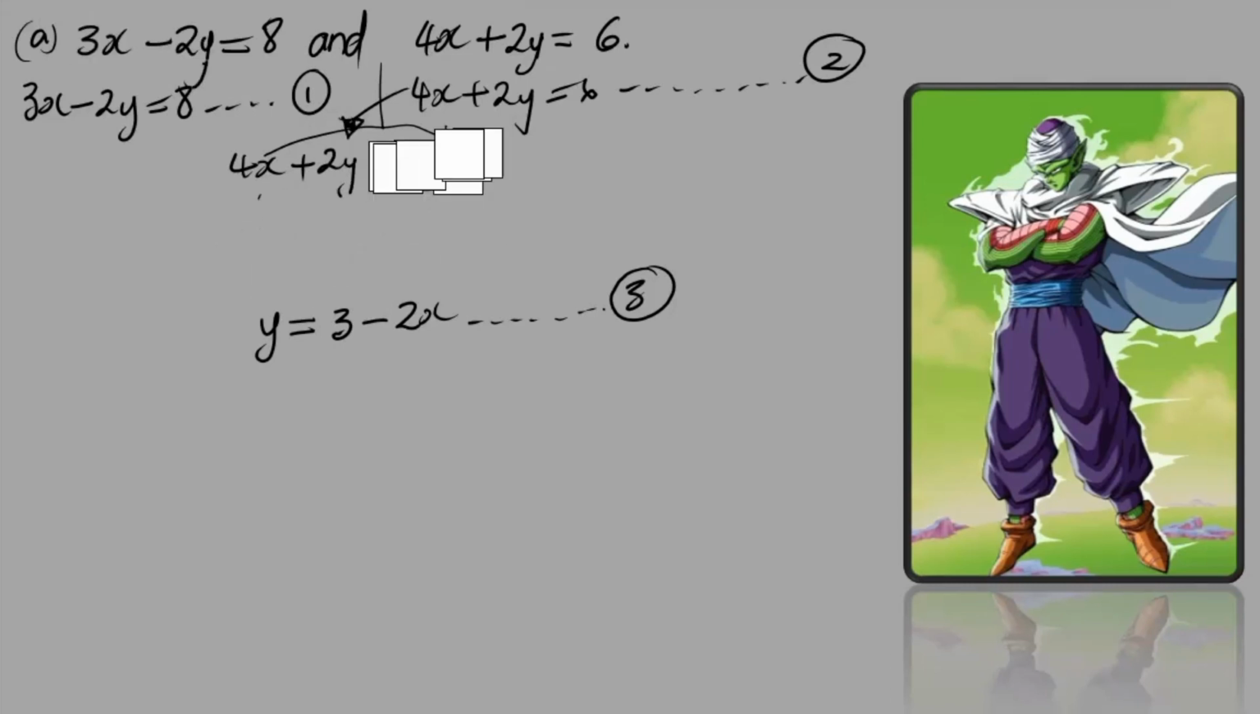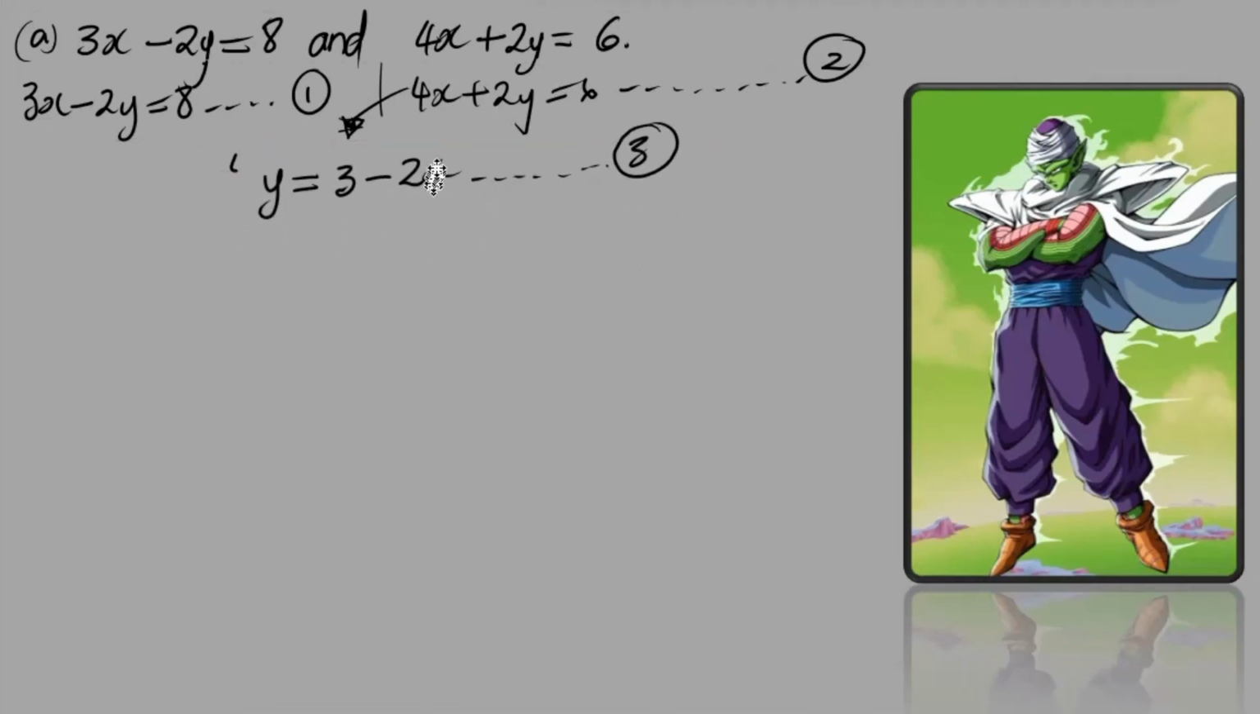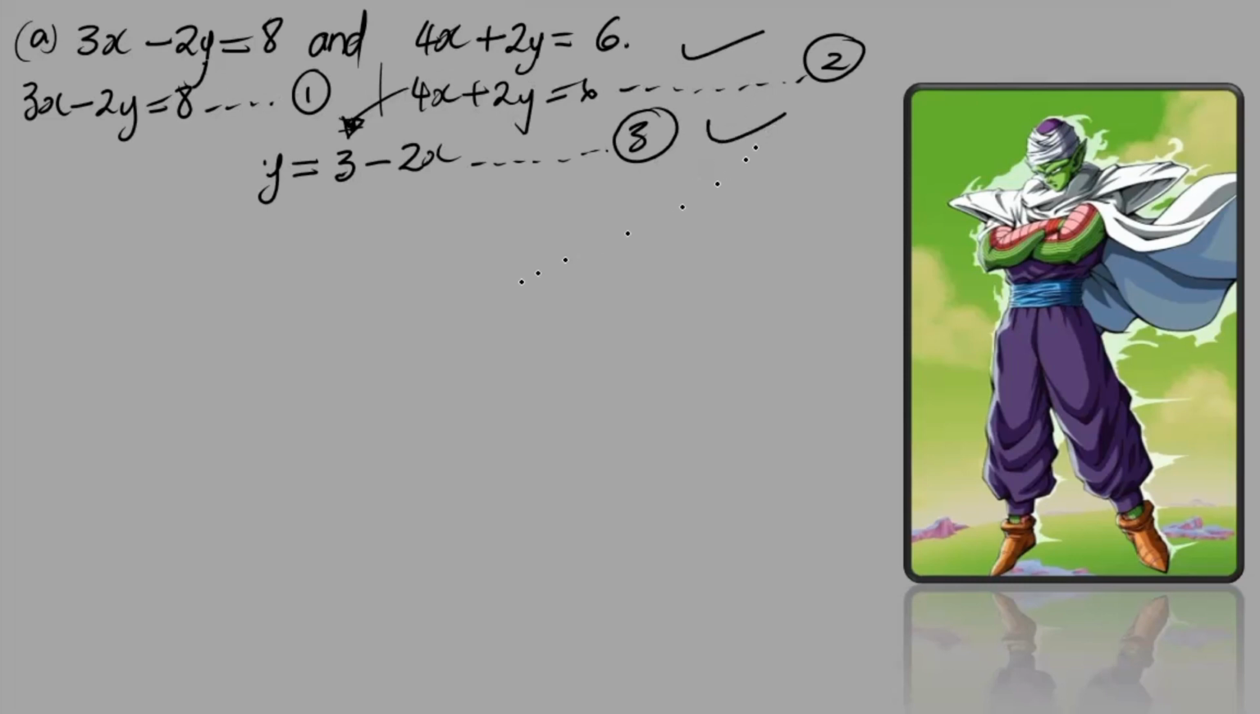All set. So now I'm going to take this and put it here so that I can have more space. So that's my equation 3. Now, after I've had my equation 3, what is supposed to happen? I'm supposed to substitute my equation 3 into any of the equations I haven't used. I've used equation 2 to create equation 3. The equation I haven't used is equation 1.